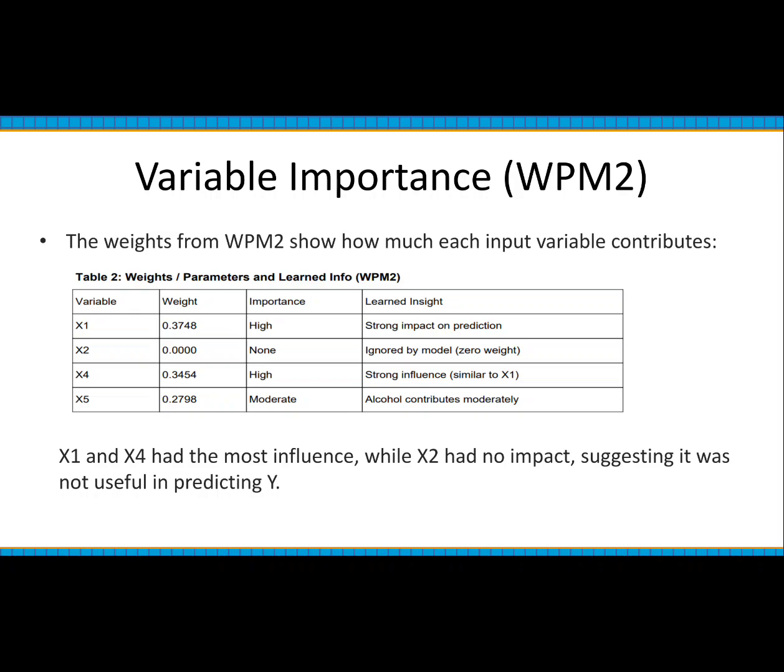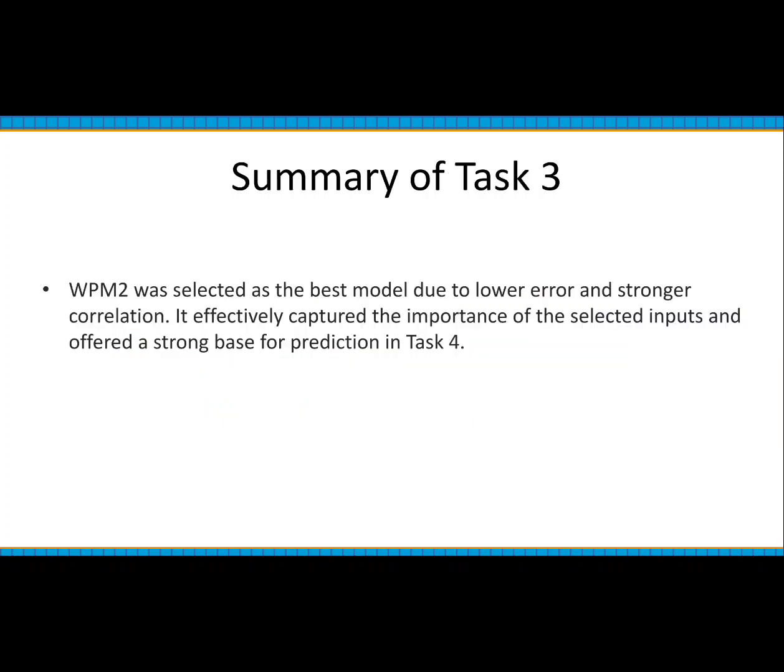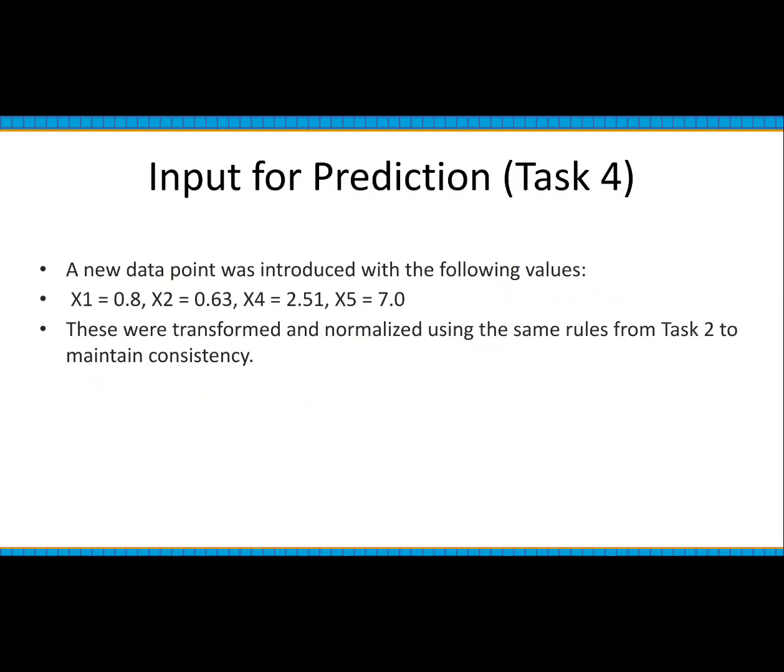Variable importance of WPM2. Here we have four variables, and x2 has a weight of 0, so it has no impact on our output. x1 and x4 highly influence our output, and x5 is moderate. The summary of task 3 is that WPM2 was selected because it has low error and strong correlation among all others.